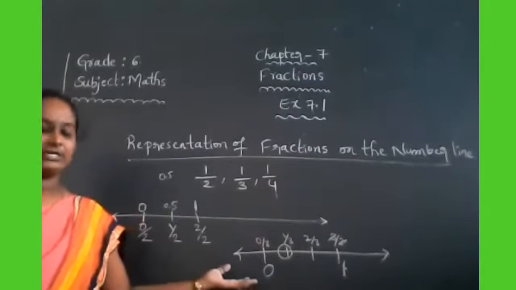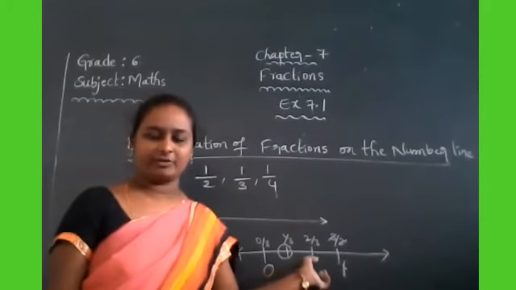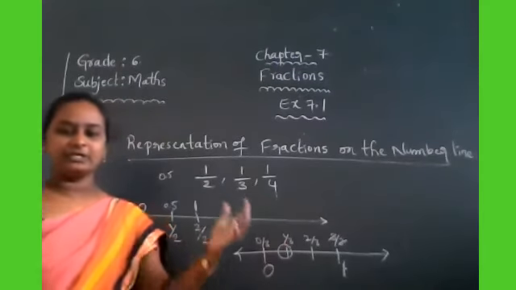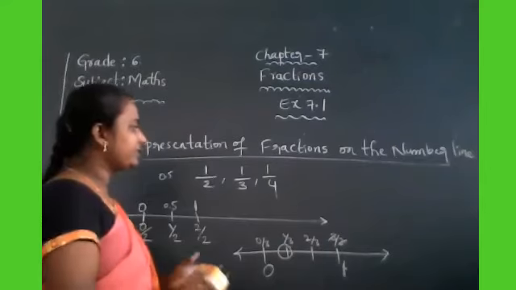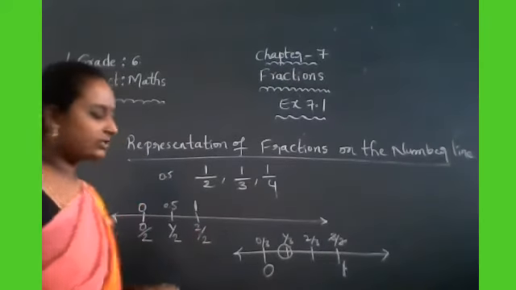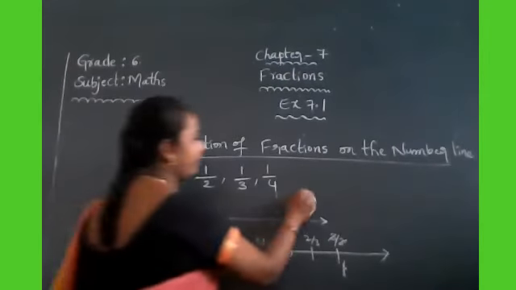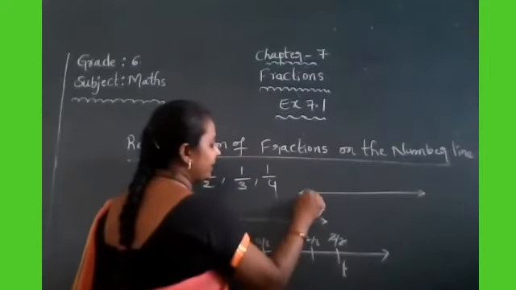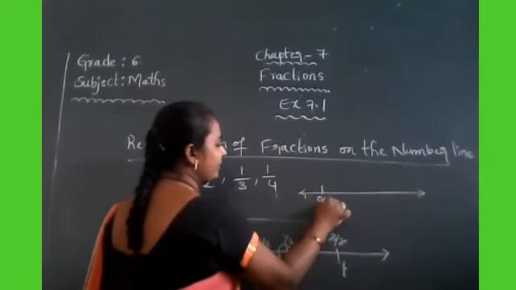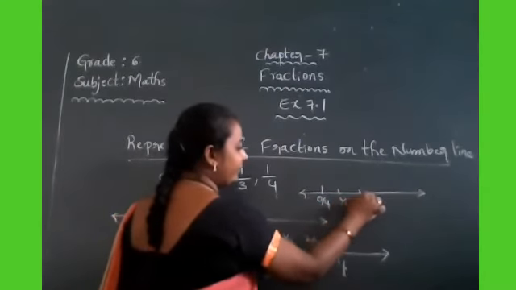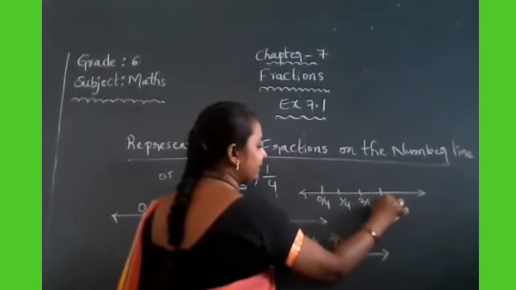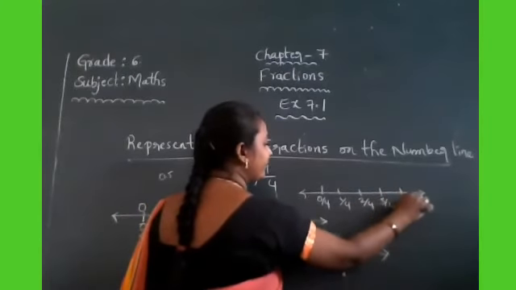So 4 parts means you have to divide into 4 equal parts. Next, 5 parts means 5 equal parts. Next, here 1 by 4. So 1 by 4 means the same: you have to draw a number line, and here first 0 by 4, then 1 by 4, 2 by 4, 3 by 4 and 4 by 4.